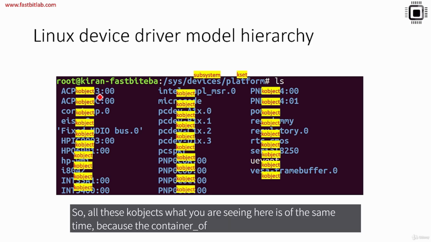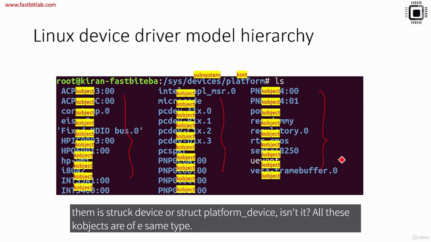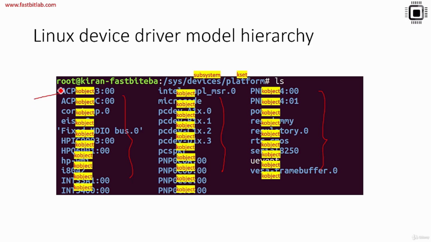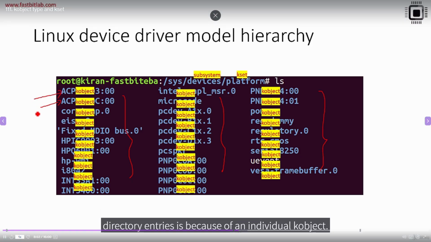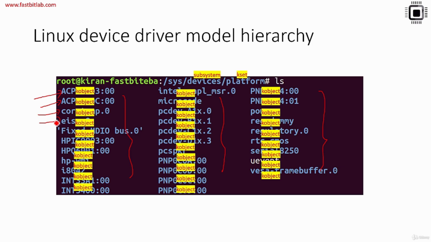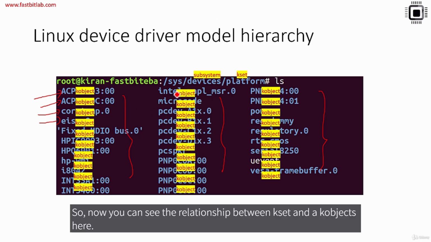So all these KObjects, what you are seeing here, are of the same type because the container of them is struct device or struct platform_device, isn't it? All these KObjects are of the same type. And remember that all these directory entries are because of an individual KObject. So now you can see the relationship between KSet and the KObjects here.